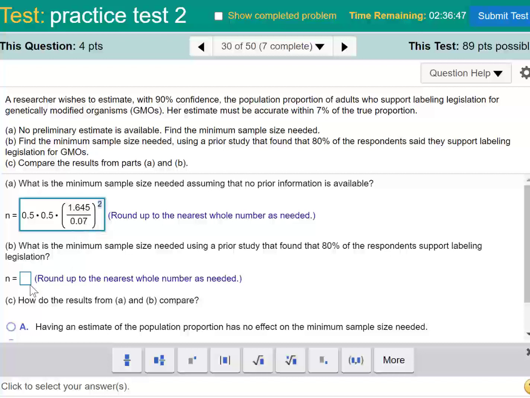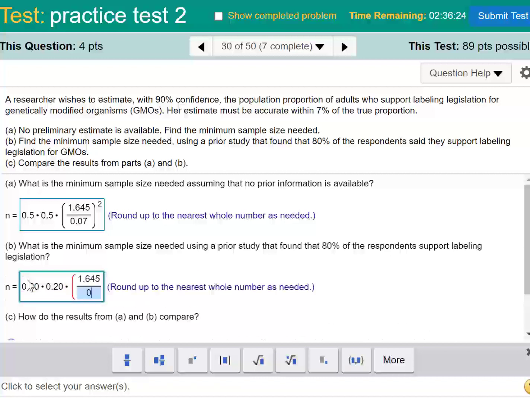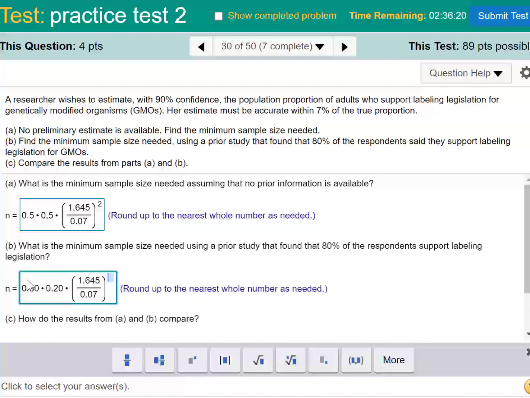Now for B, find the minimum sample size needed using a prior study that found that 80% of the respondents said they support labeling legislation for GMOs. So now we know p hat is 80%, so it's 0.80 times q hat, which will be 0.20, times the same thing as we did above, 1.645, that's for 90% confidence, divided by 0.07, and close this one and then square. So you just compute both formulas to get the results.